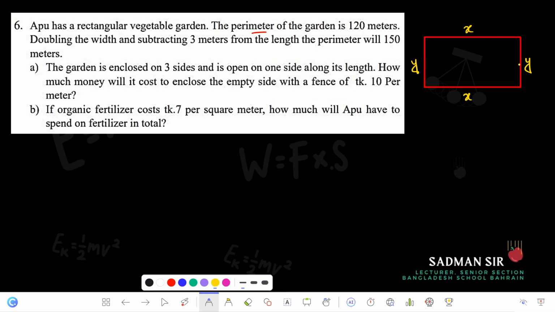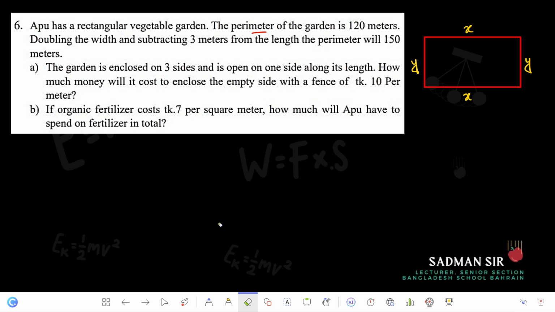These two are width. So if I take the summation of all the sides, then see what I have to add: x plus y plus x plus y. We need to add 2x and 2y. So 2x plus 2y, if I take the 2 common, then 2 into x plus y. So that's why the formula of the perimeter is 2 into length plus breadth. I hope it is clear. Okay. Now let us start solving the problem.